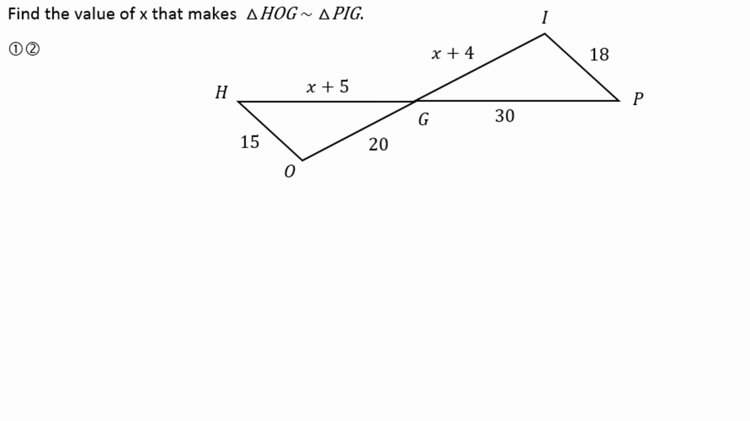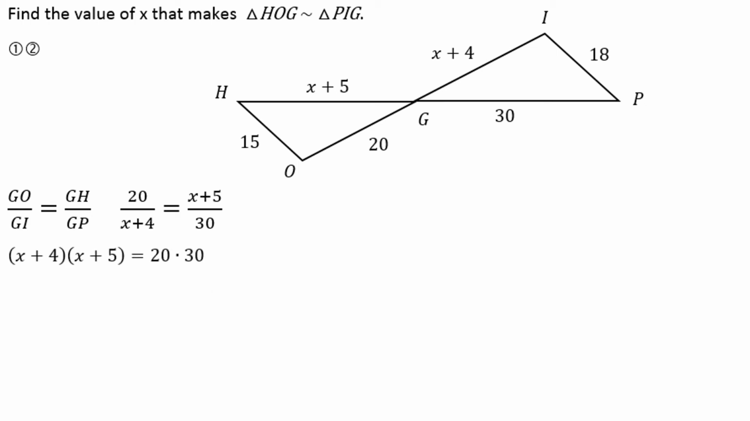Number 12. Well, if those triangles are similar, we have to be able to set up a proportion. I can then substitute the values in for the proportion. Cross multiply. Oh, hot diggity dog, we get to do some FOIL. First, outer, inner, last. Right? First, x times x is x squared. Outer, x times 5 is 5x. Inner, 4 times x is 4x. Last, 4 times 5 is 20. Of course, 20 times 30 is 600.